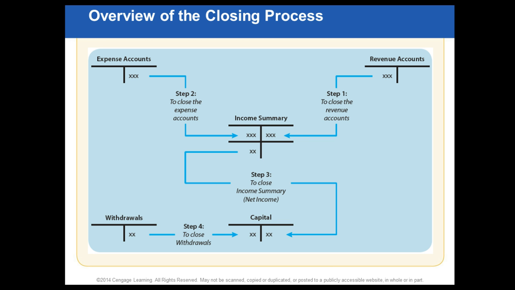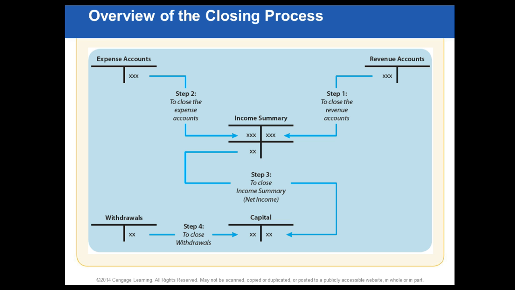Think of your own bank account, guys. At the end of December 31st, if you have $3,500 sitting in your account, on January 1st, do you still have $3,500 sitting in your account? You better. But with revenues and expenses, we record that over a period of time, and then we want to start fresh. So that's why we need to zero them out.